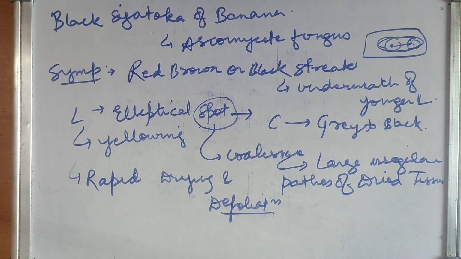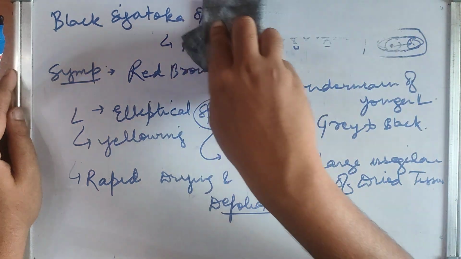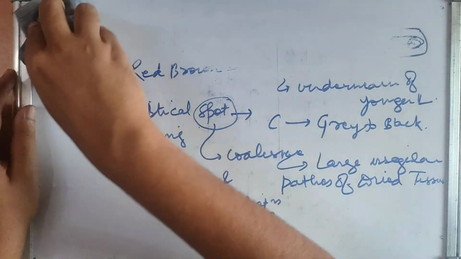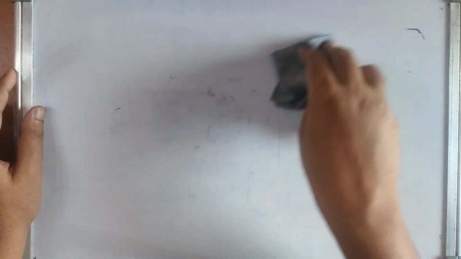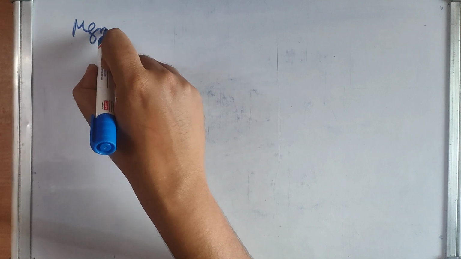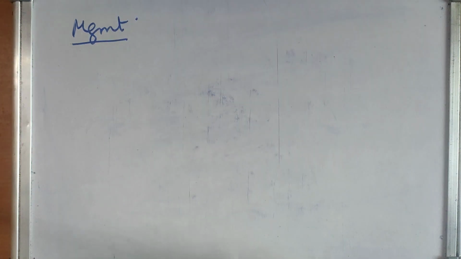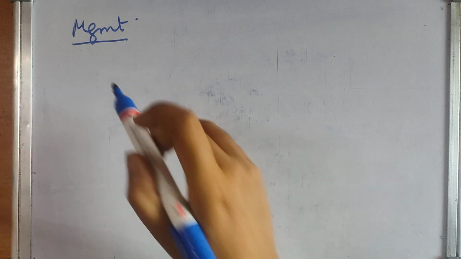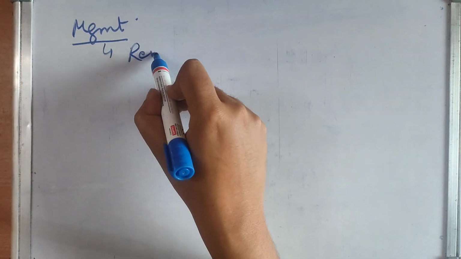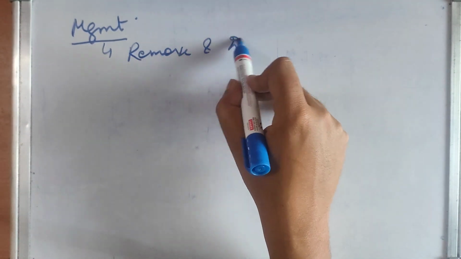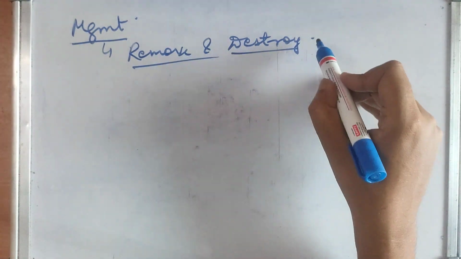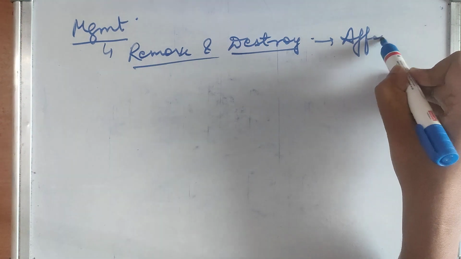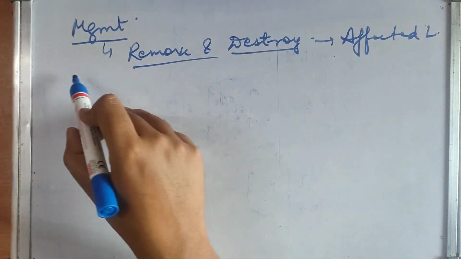Now how will you manage this disease, black sigatoka of banana? Management: first of all, remove and destroy affected parts or affected leaves.